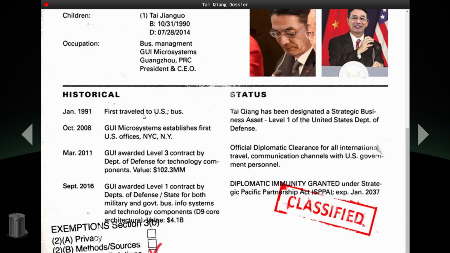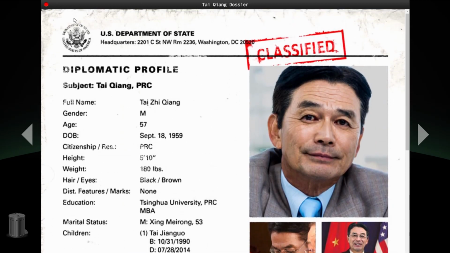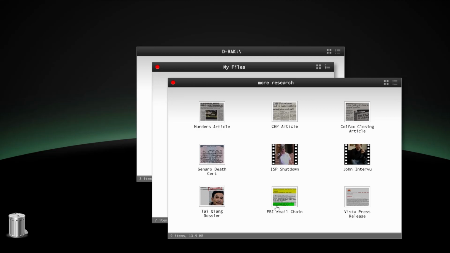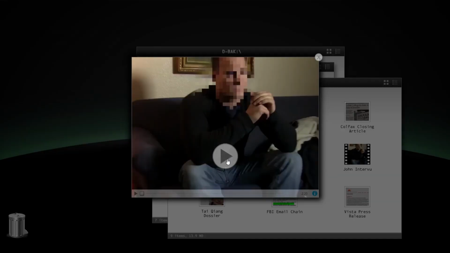First traveled to U.S. bus. GUI Microsystems establishes first U.S. Oh wait, that GUI, that was on that website, right? Okay. We'll come back to that. Let's look at this John interview.